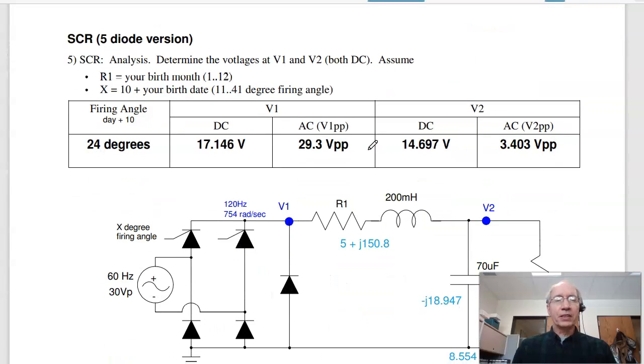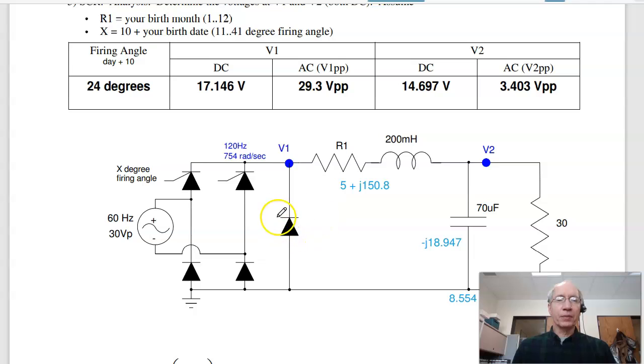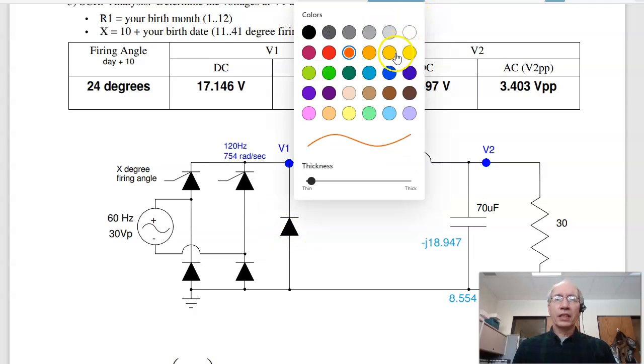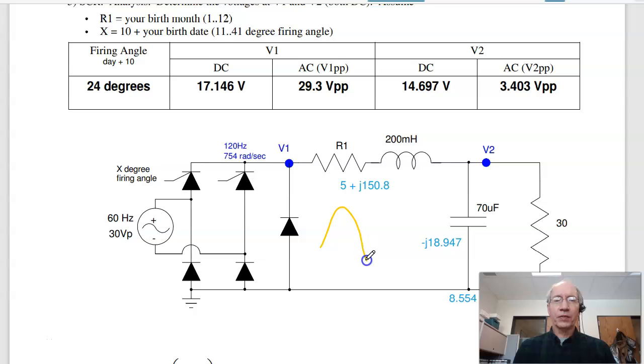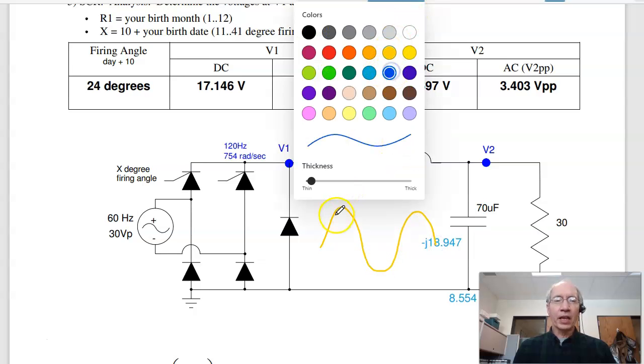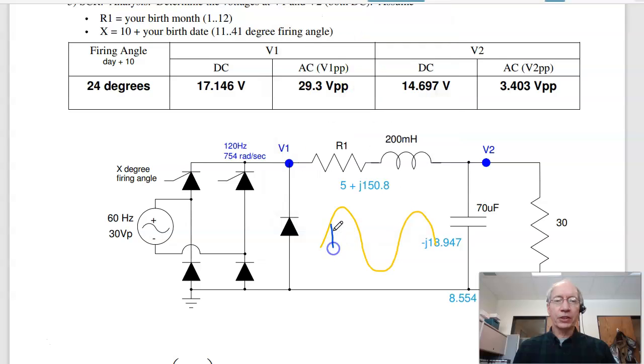Problem 5 is the same problem, but I add a diode right here. What that does is, for the waveform, we've got my sine wave coming in. At 24 degrees, it turns on, and I get this waveform. When they're both turned off, this one turns on. And then I get a rectifier. Kind of does this waveform.